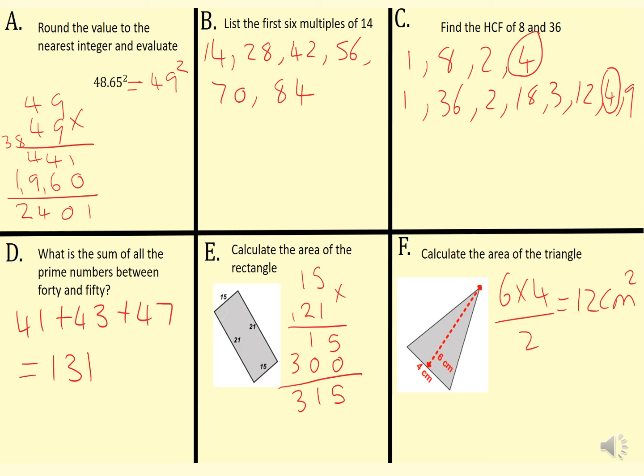For question F, to find the area of a triangle, you use base and height, which should be two perpendicular lines, which are 6 and 4. You times those two, and whatever the answer is, you divide by 2. So 6 times 4 is 24, divided by 2 is 12. And your unit is centimetres squared. If you manage to do all 6 right, well done.